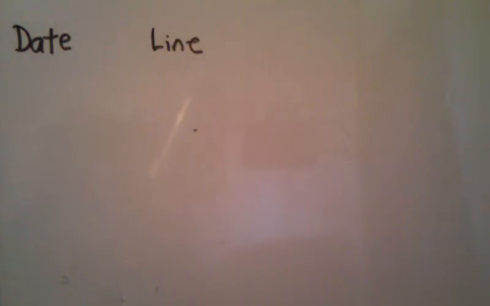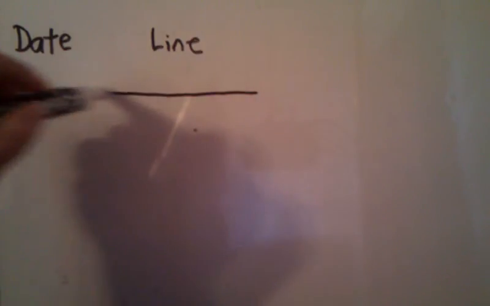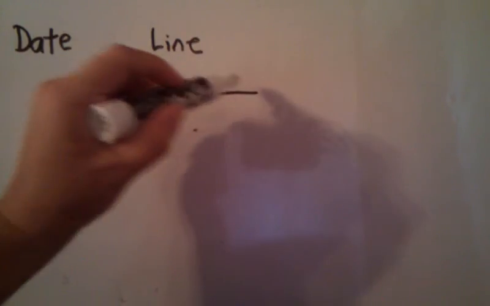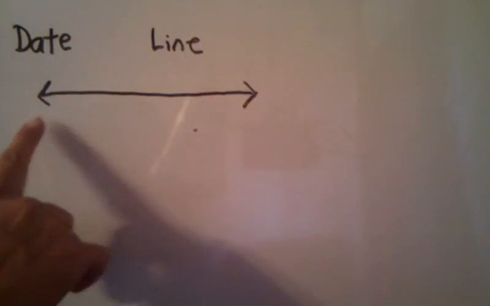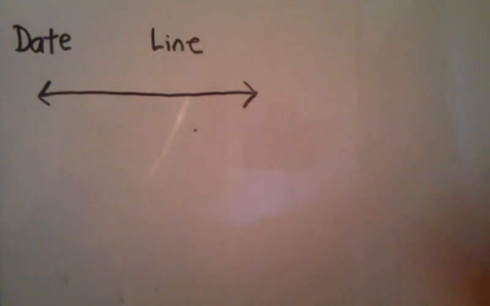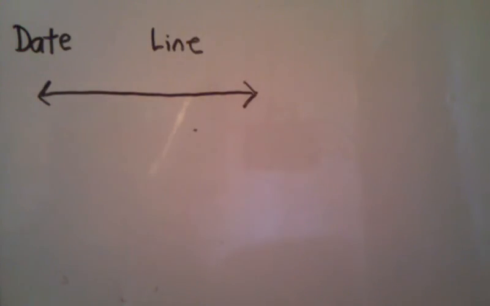Okay, so the first thing we need to do with a line is draw a picture. Okay, let's draw a picture of a line. Here we go. This is a line. In order for it to be a line, you have to have arrows on each end. Otherwise it's not a line, because the arrows represent that it keeps going forever that way, and it keeps going forever that way. Okay, now let's name the line.